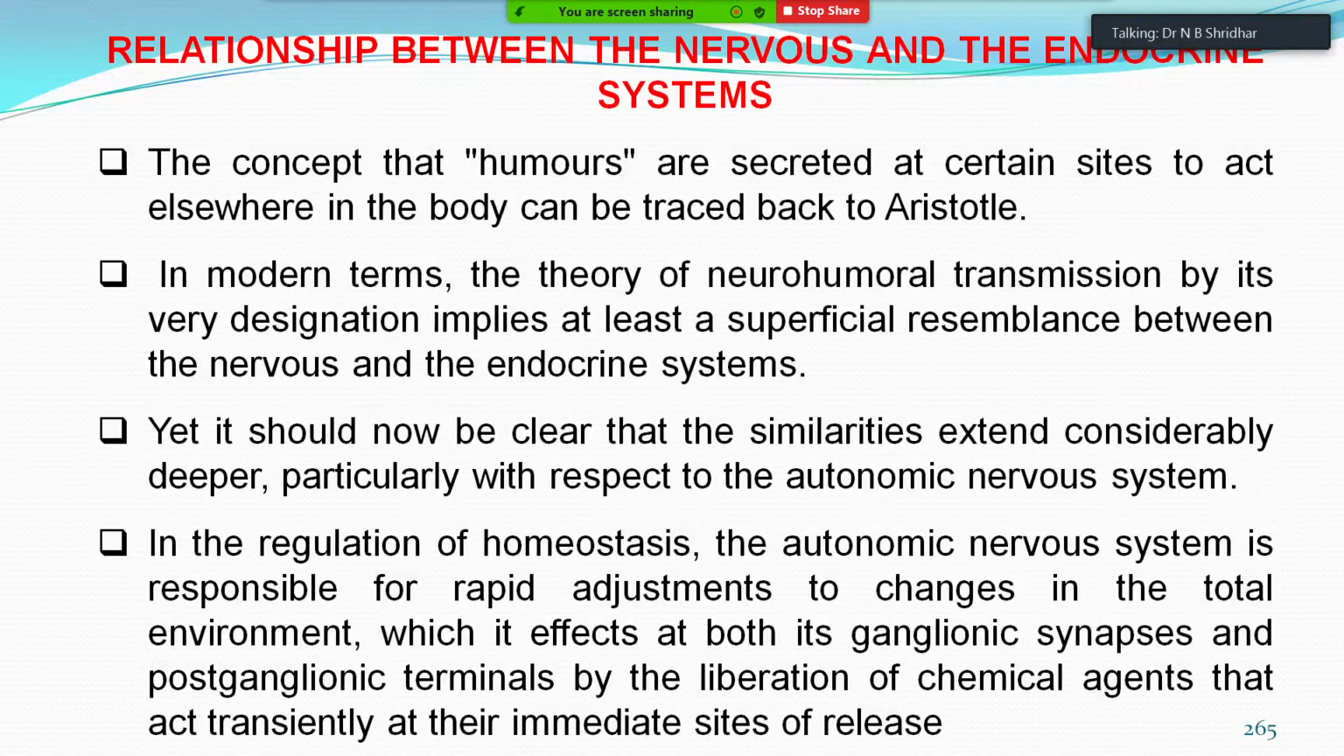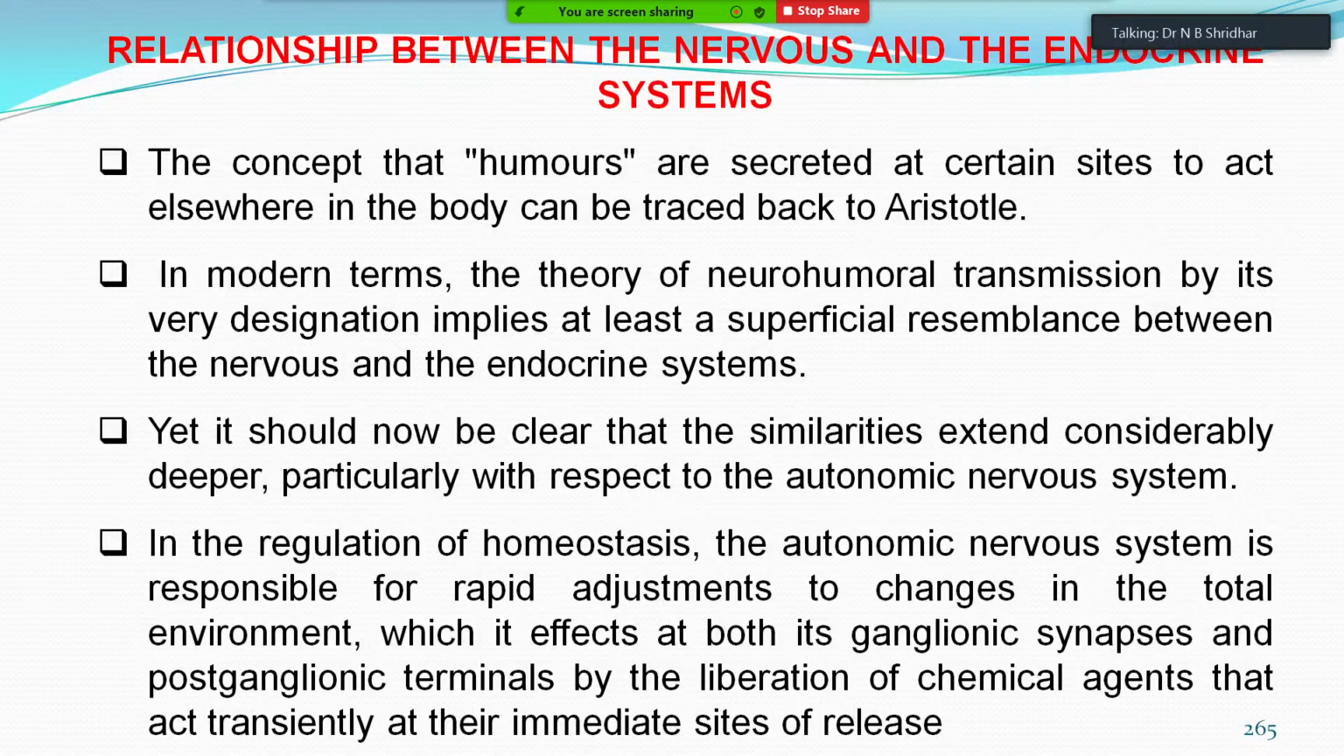endocrine system. So there is a very clear-cut relationship between the endocrine system and nervous system. It's already very well established. So it is clear that the similarities extend considerably deeper, particularly with respect to the autonomic nervous system. The relationship with the voluntary nervous system is less, whereas the autonomic nervous system and endocrine system have a great relationship.